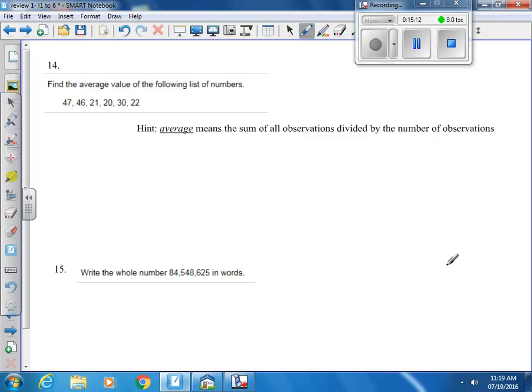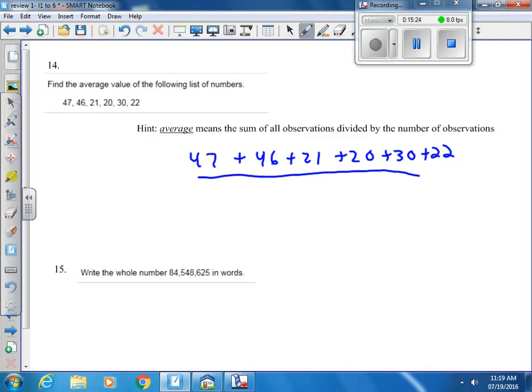Average of the following list of numbers. So now you know that average just means add them all up. So I'm just going to write that out. Add them all up and divide by however many there are: 1, 2, 3, 4, 5, 6. Okay, so I'll hit pause as we do that.